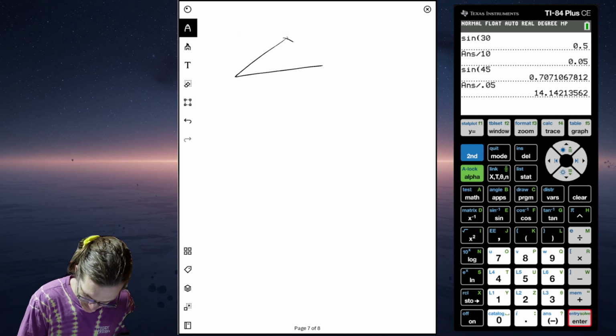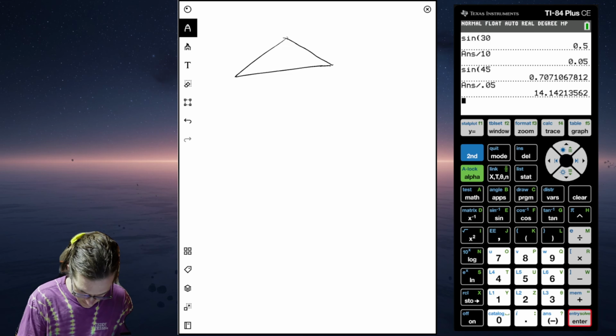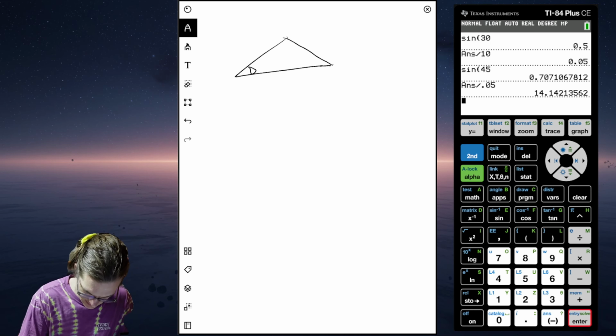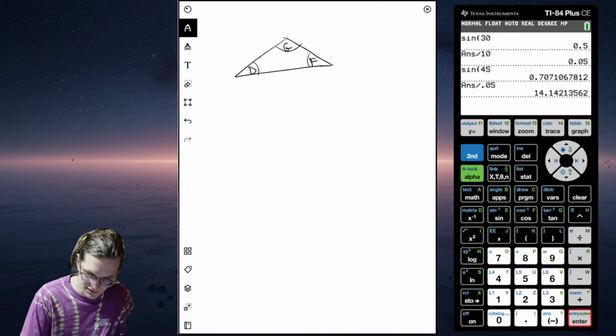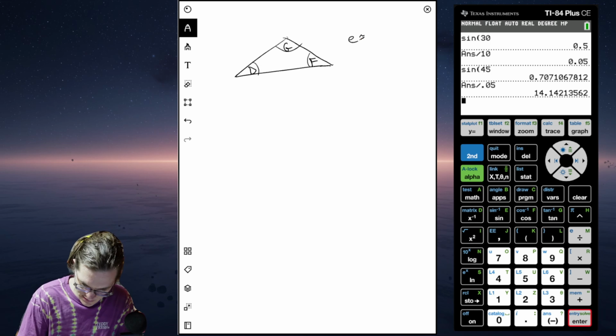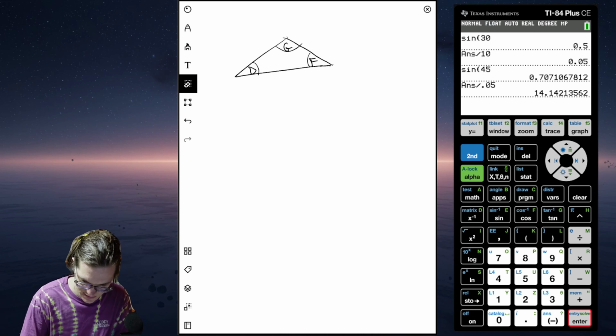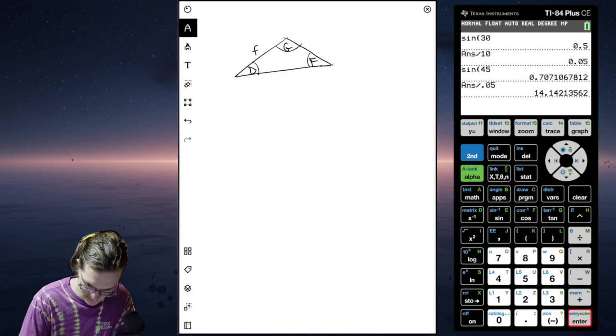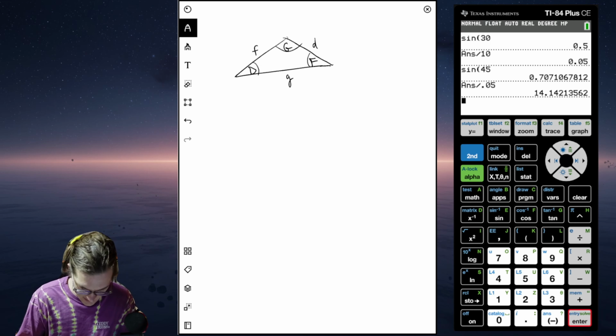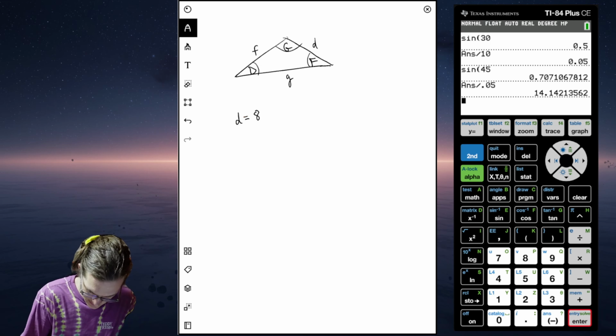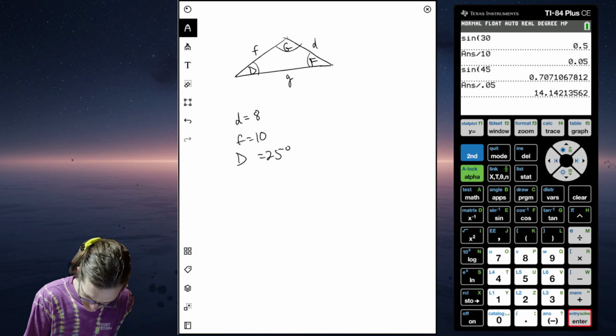So say we have another triangle like this one, where the angles are, say, D, F, G. Originally I used E, but we're not supposed to use E because E is approximately 2.718, Euler's number. I don't want to use it here because that could be confusing. So that's why E is skipped if that seems weird. But D is equal to 8 units, side F is equal to 10 units, and angle D is equal to 25 degrees.